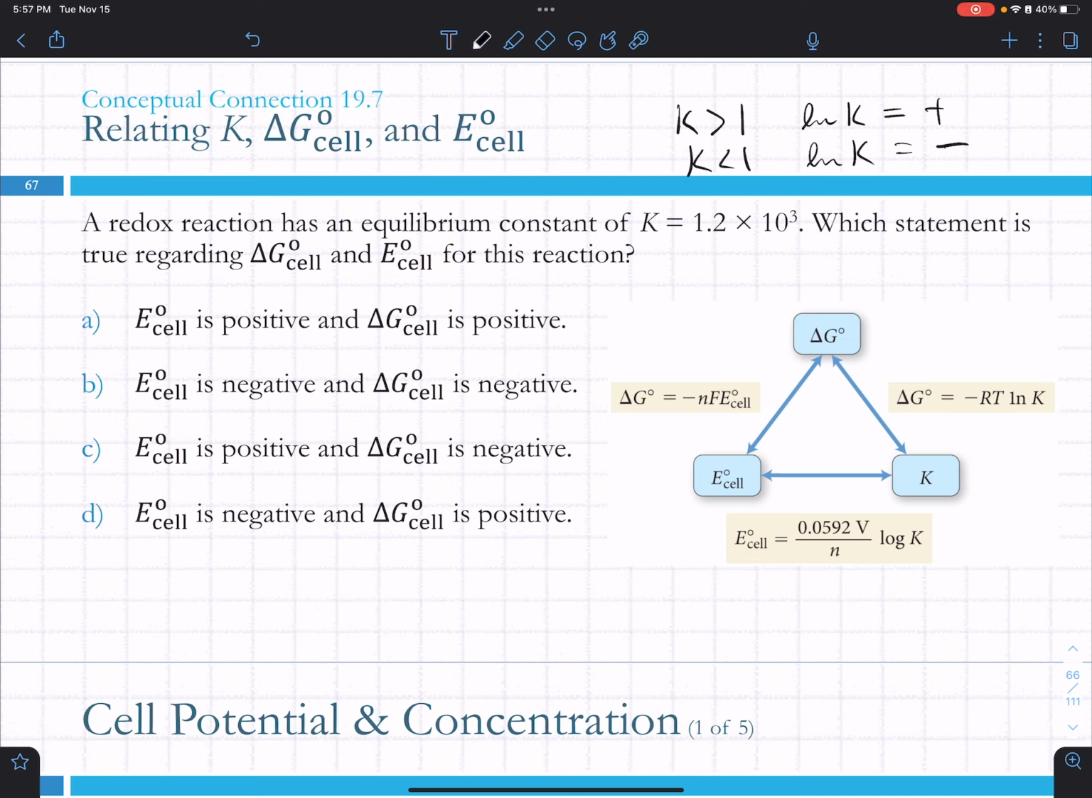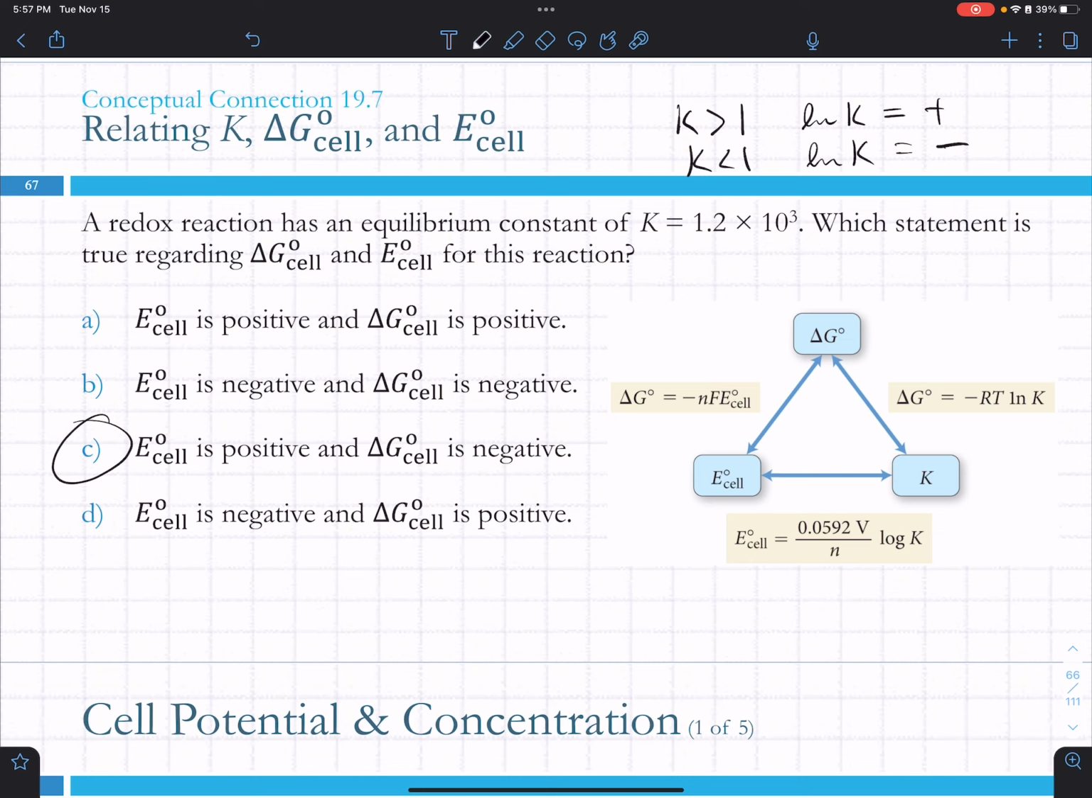So with that in mind, is E cell going to be positive? Yep, because K would be larger than 1. And then is G cell going to be positive? No, it'll be negative. So E cell positive, G cell negative. And those things always have to be opposite signs, because otherwise you did your math wrong. They're both predicting the same thing, but you predict it with opposite signs.